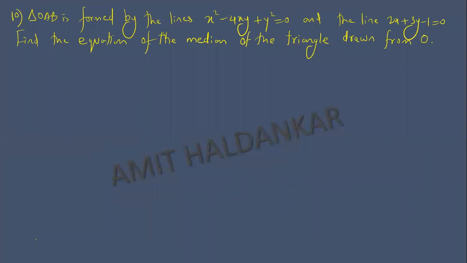Triangle OAB is formed by the lines x square minus 4xy plus y square equal to 0 and the line 2x plus 3y minus 1 equal to 0. Find the equation of the median of the triangle drawn from O.